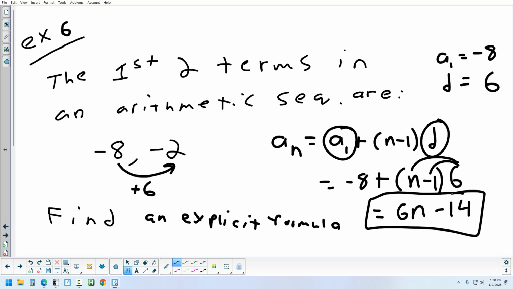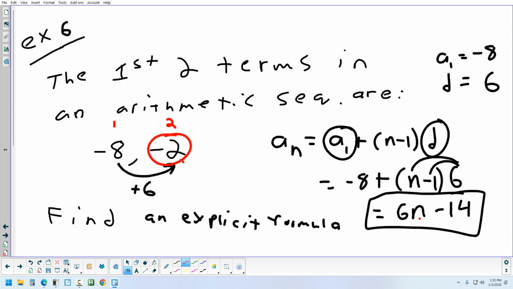And that's it. That's your formula. Let's check it. That's the first term. That's the second term. Let's check it on the second term and see what happens. If it works, when I plug in 2, I should get this term right there. What's 6 times 2? 12. What's 12 take away 14? Negative 2. Perfect. It gave me exactly the number I was hoping. And if you plug in 1, you should get negative 8. 6 take away 14. Yeah.